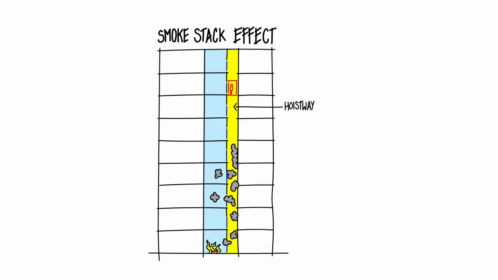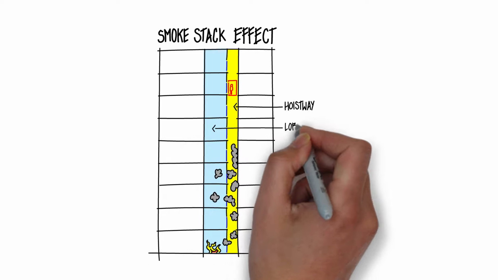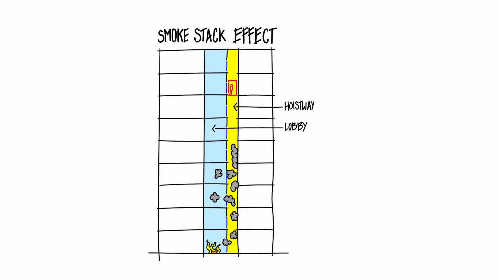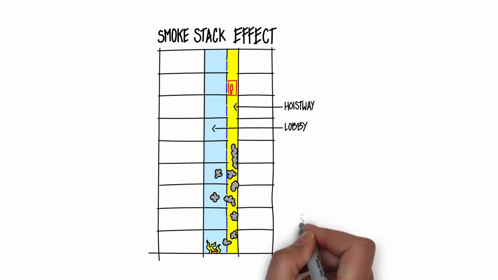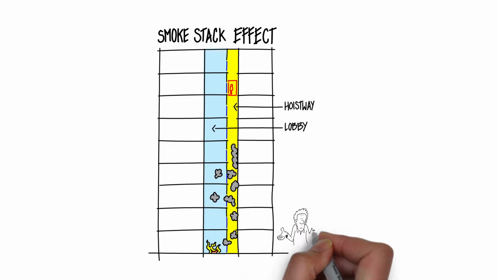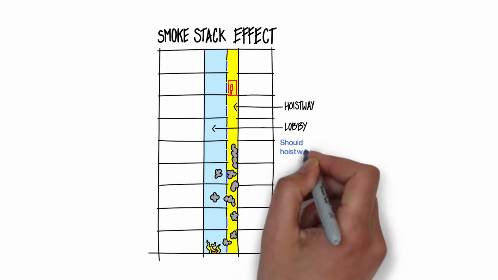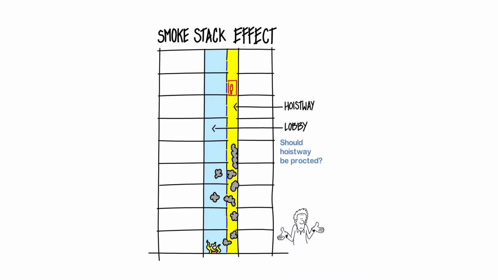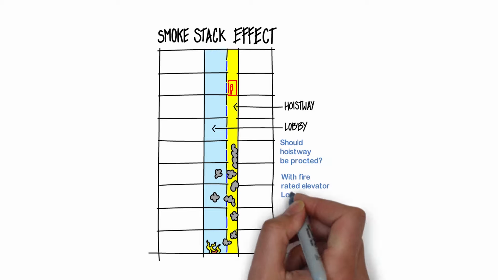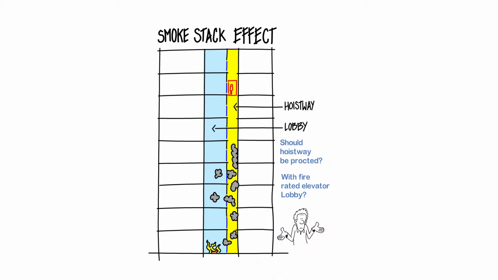As you will learn in this video, one of the ways to control smoke is by creating lobbies outside of the elevators. These lobbies prevent smoke from entering floors above. And the question today is whether or not these hoistway openings need to be protected. And if so, do they need to be protected with a fire-rated elevator lobby?